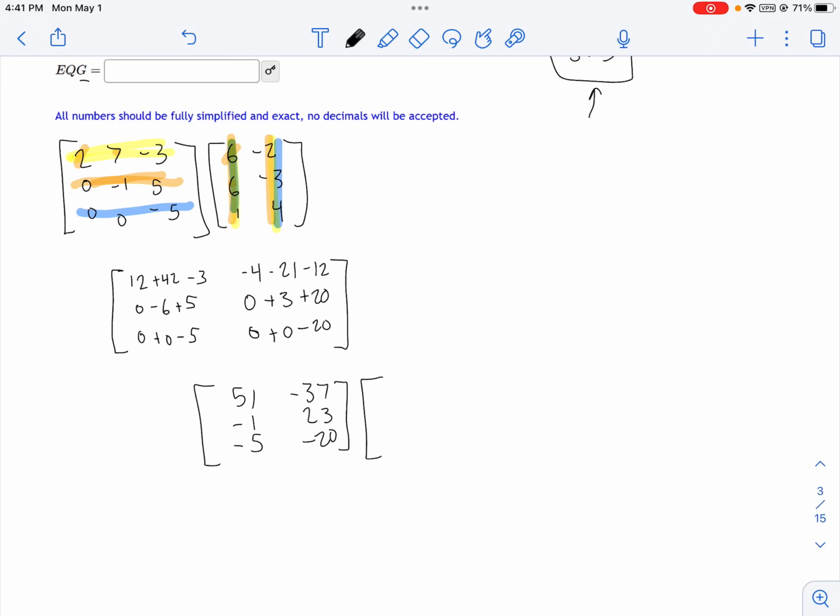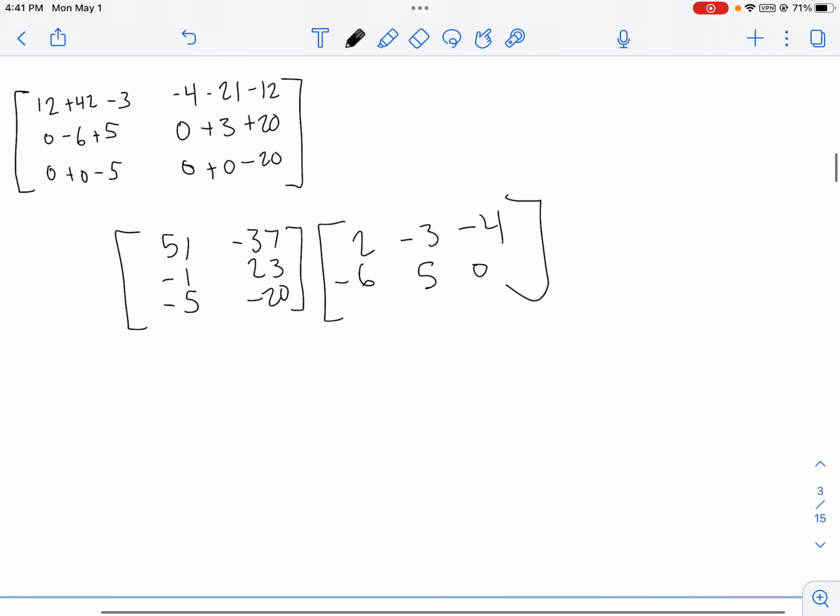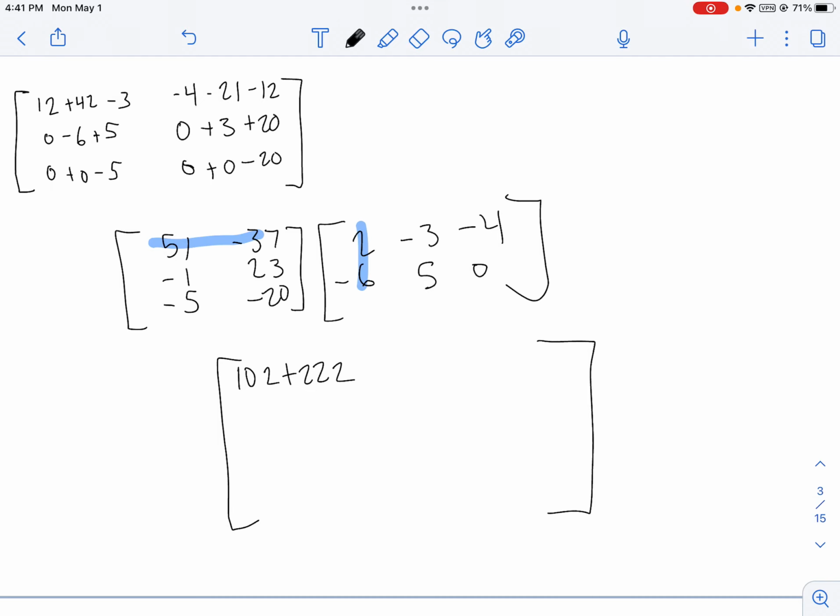Now we continue on and multiply that by matrix G, a 2 by 3, negative 3, negative 4, negative 6, 5, and 0. We copy that down and go through the exact same process as before. First row, first column: 2 times 51 is 102, and then negative 37 times negative 6 gives you 222. That'll be the first entry in our new matrix. Then we keep going down that line to the next column.